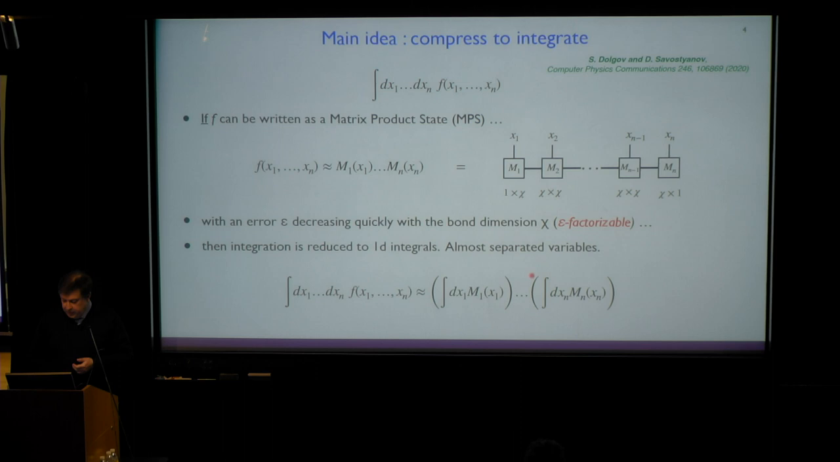In other words, I have separated my variables. If my rank is one, my variables are separated. If it's more than one, I have to compute all the matrices and then do the matrix products at the end. So this looks like a very appealing technique, especially because, as we will see, it also works for functions that are oscillating a lot, and I will show you an example.